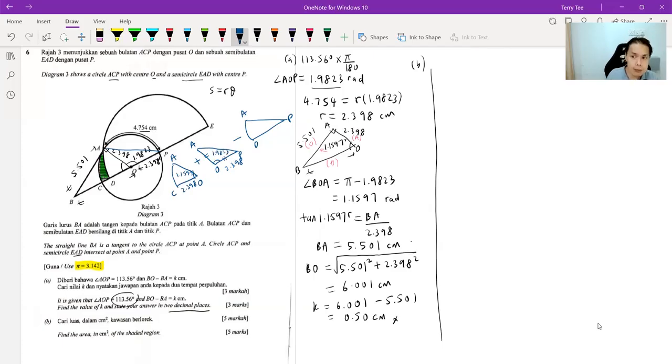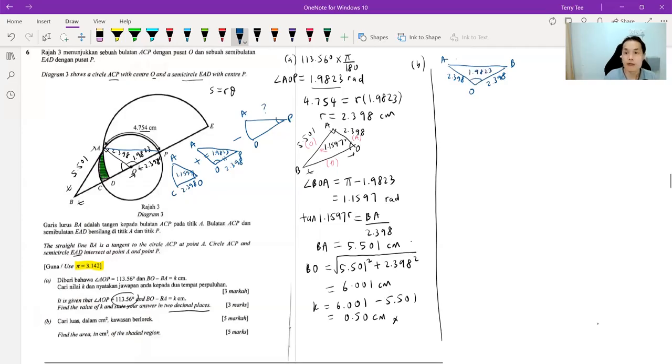But the problem is, to find the area of the last sector here, I need to find the length of AP because I do not know what AP is. And I do not know this angle, right? So if you base on this triangle itself, if I redraw for you here, it looks something like this. Maybe my triangle is a bit too ugly, right? This is your AOP. And if I know this is 2.398, I know this is 2.398. This is actually a chord, isn't it? AD is a chord. And I know the angle is 1.9823.